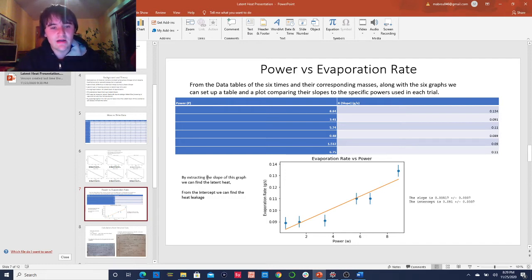And so by extracting the slope of the graph, we can find the latent heat. And from the intercept, we can find the heat leakage, because this is basically the extra heat that is getting extracted. And that's what the intercept will show. That's why it's not really a perfect line here.